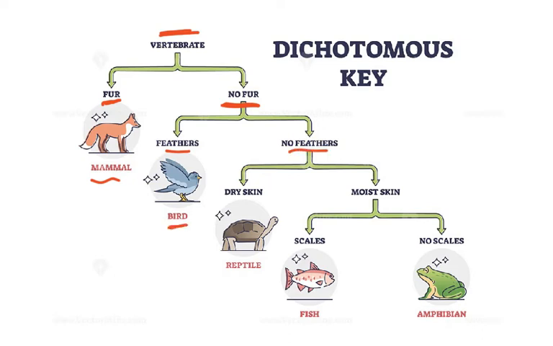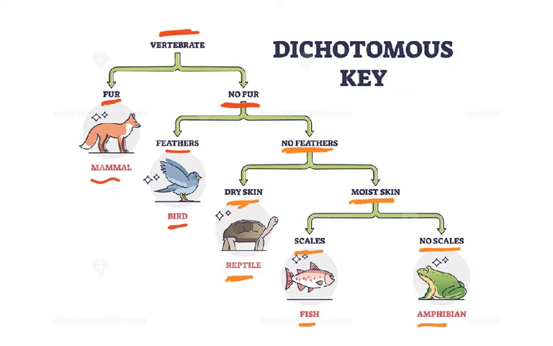If it does not have any feathers, then does it have dry skin or does it have moist skin? If it has dry skin, then it's a reptile. If it has moist skin, and it has scales or no scales? If it has scales, it's a fish. If it has no scales, then it's an amphibian. So dichotomous keys help us to put all this in the right order.